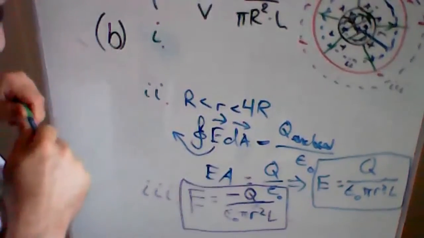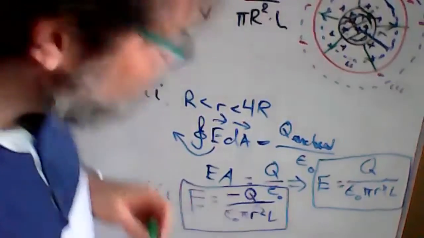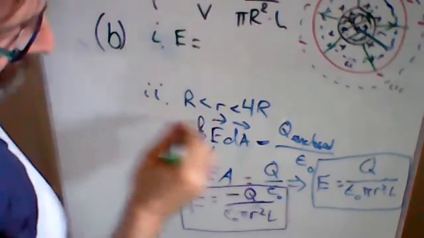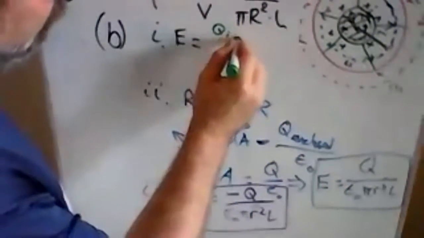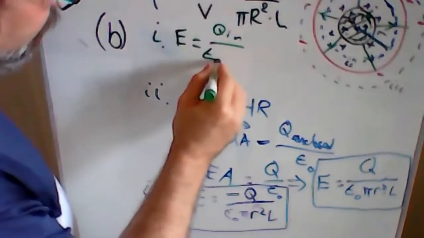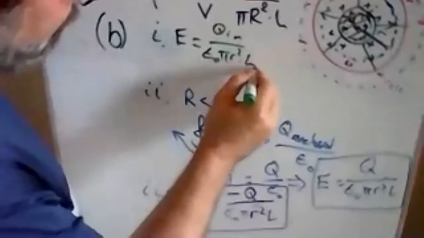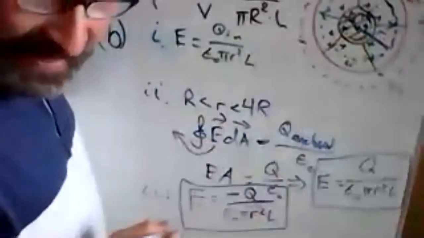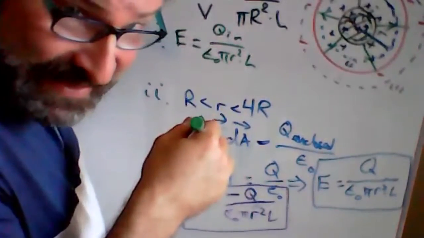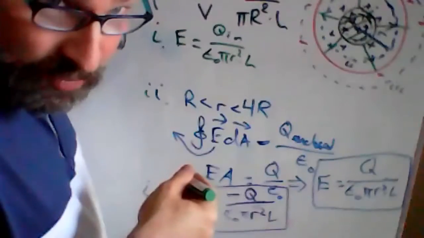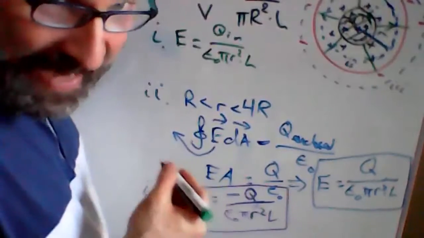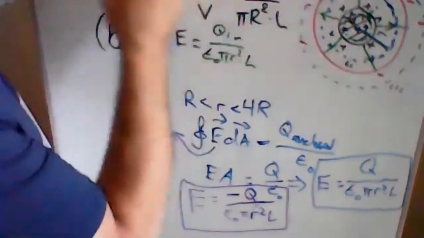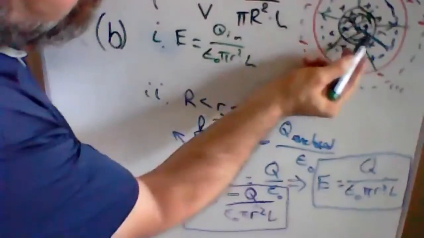Does it make sense? Okay, so the same expression that we had here, really, Q enclosed divided by epsilon naught pi r squared times L. But we have to make sure how much charge is actually inside. Of course, the charge inside is going to be proportional to the fraction of the volume that we have inside. Lengthwise, we still have the same length, but we have only partially the area.